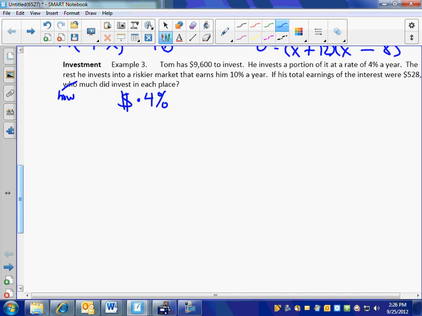And he gets money from that. Whatever the interest is times the dollars, that's how much money he's going to get. Plus, he's got more dollars that's invested at 10% interest. And that's equal to his total earnings in interest.